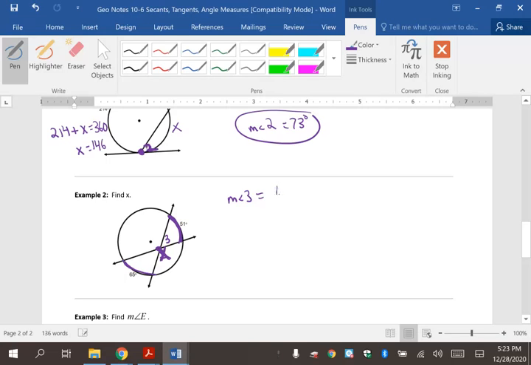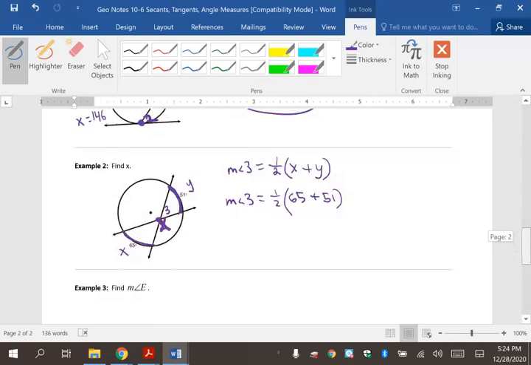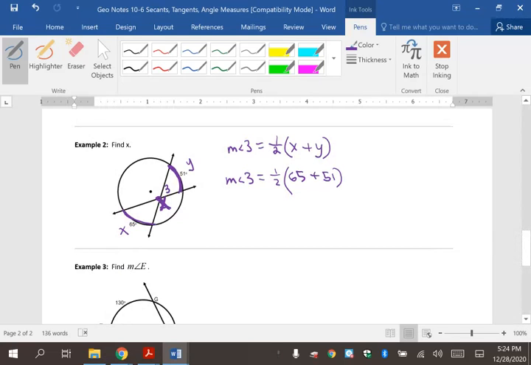is 1/2 times x plus y, where x and y are the two arcs that your angle cuts off. In this case, we have 65 and 51. It doesn't matter which one you identify as x or which one you identify as y. Just for consistency with measure of angle 4, I'll always use x for the bigger of the two arcs, so I'll just call 65 as our x.